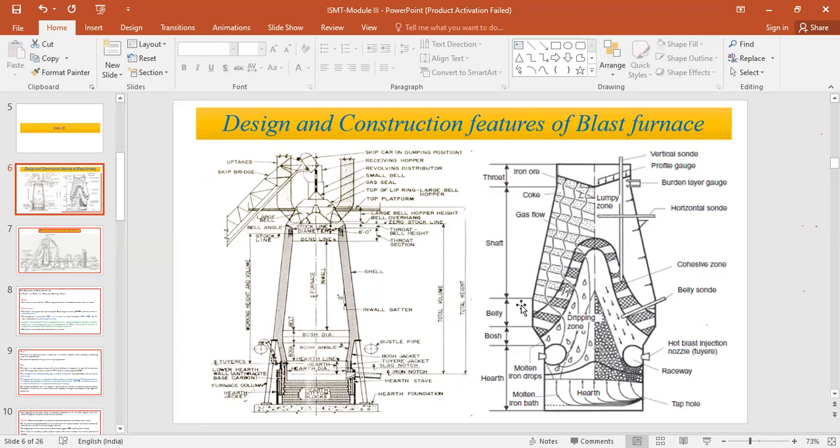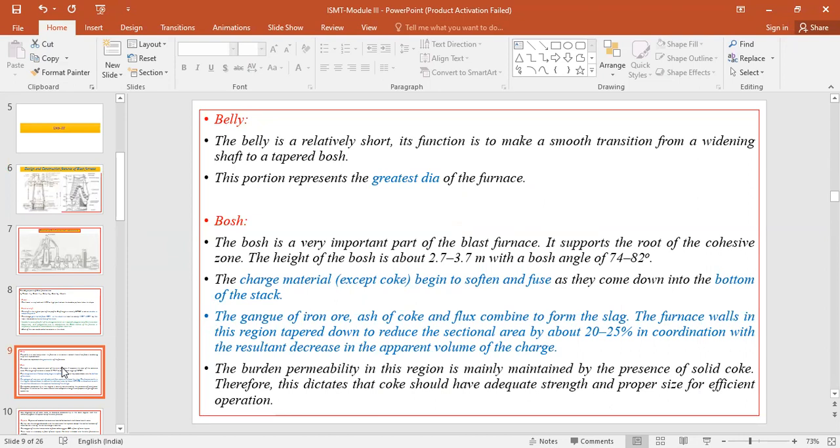And the belly wash region, okay, this is the region, or you can say the root, for the formation of the cohesive zone inside the blast furnace, the bottommost part of the belly, or the top part of the wash. And then the wash part of the blast furnace. This is a very important part of the blast furnace. As I told you, it supports the root of the cohesive zone. The height of the wash is approximately 50.7 meters, with an angle of 74 to 82 degrees. And the charged material, except coke, begins to soften and fuse as it comes down into the bottom of the stack.